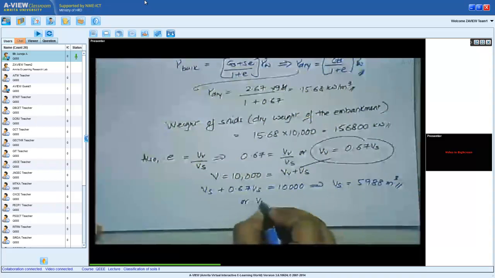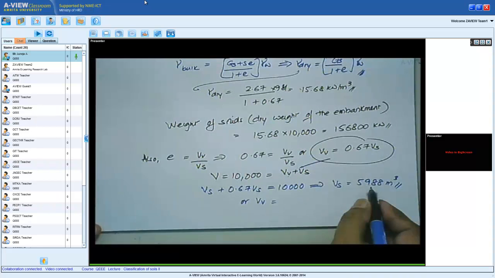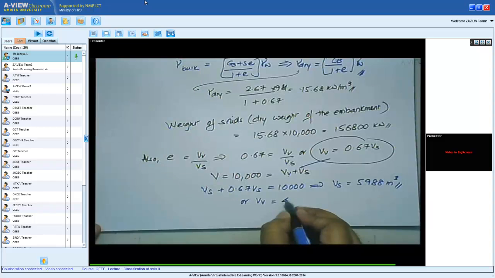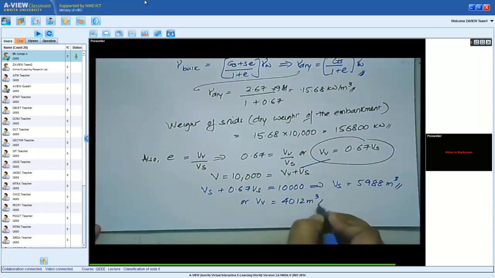Or volume of voids equals this value times 0.67, which is 4012 meter cube.